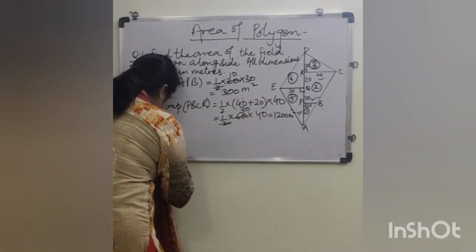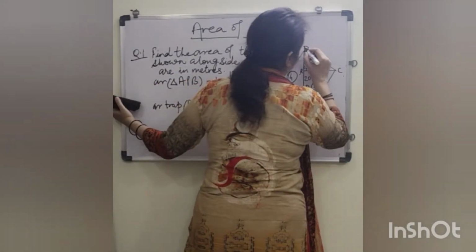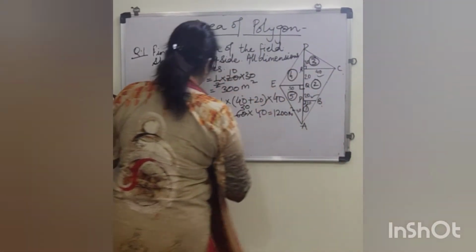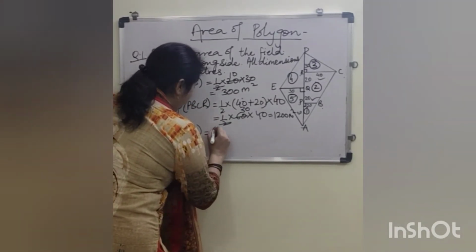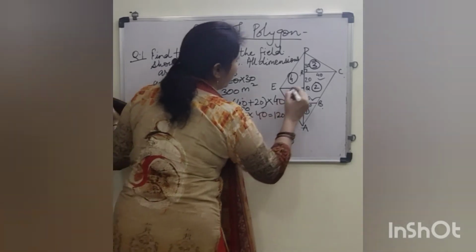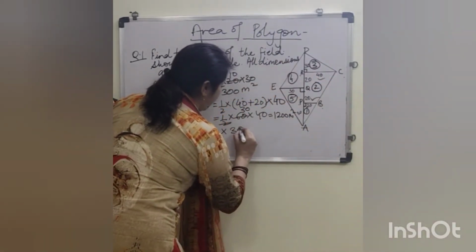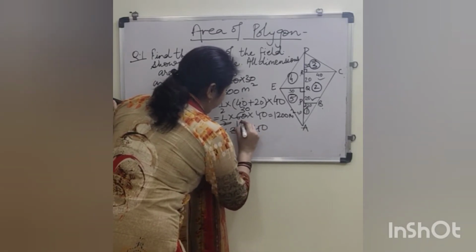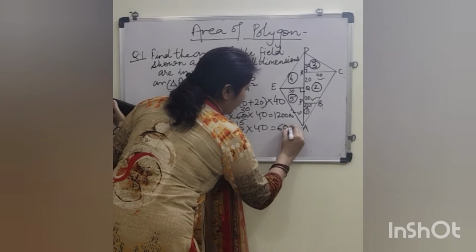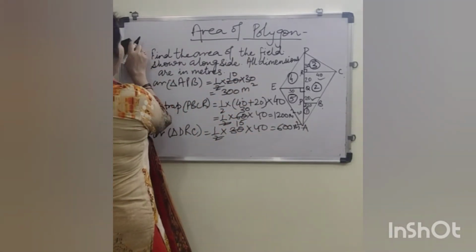Now the third figure, area of right triangle. Again the triangle is DCR or DRC, whatever you want to write, it will be the same. What is the perpendicular? One leg is 30, one is 40, so half into 30 into 40. That means how much it is? 600 meter square.